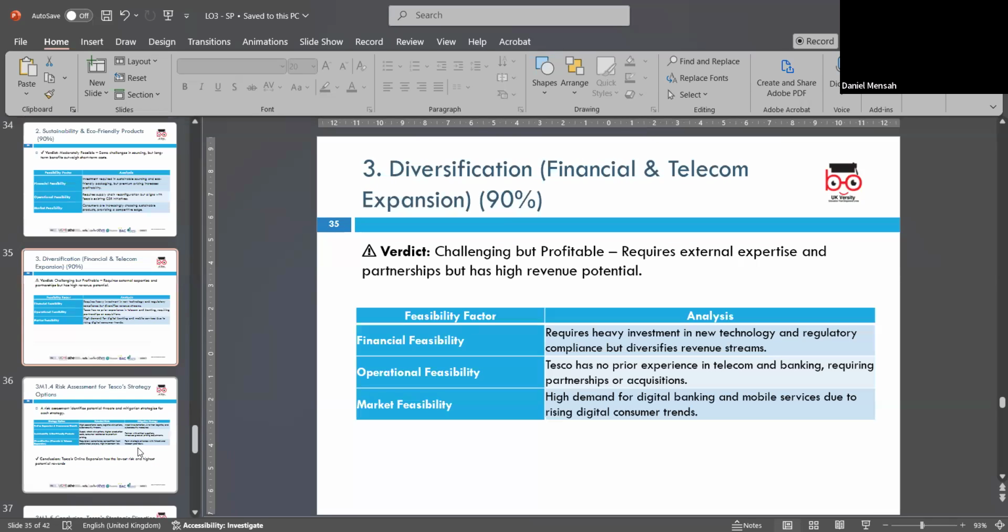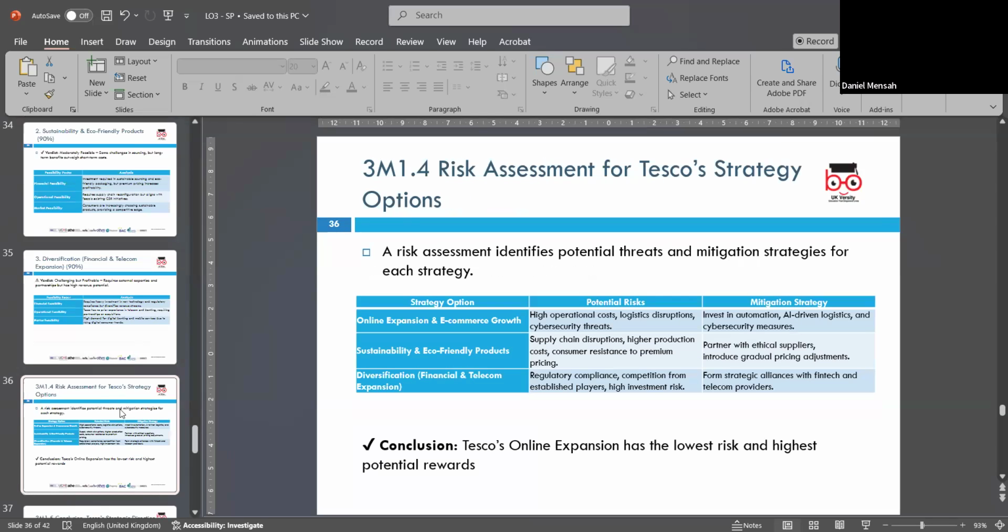Now, the third thing is we need to run the risk assessment also. Just like the feasibility study, we will run the risk assessment against each strategic option, and we'll find out which option is carrying less risk and bringing us more benefit.